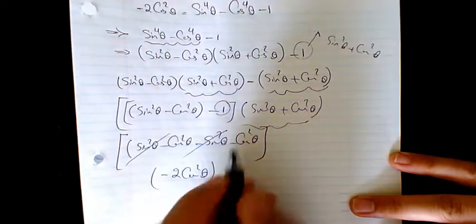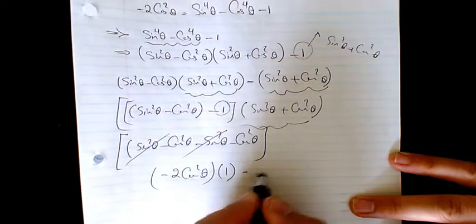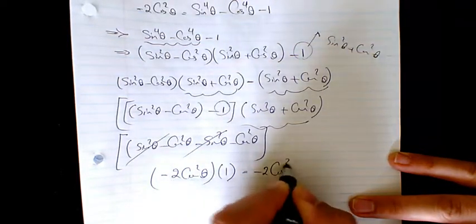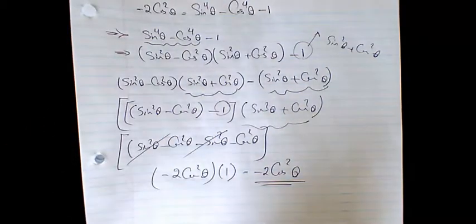And here this side is equal to 1, so we have negative 2 cosine squared theta times 1, which will be the same thing, negative 2 cosine squared theta. That's exactly what I have on the left hand side of this equation.